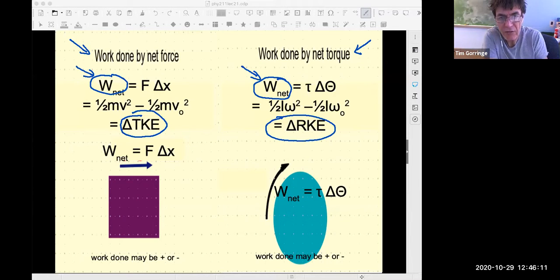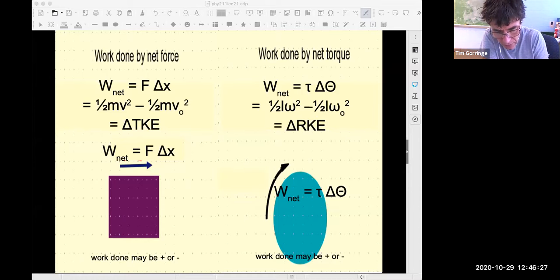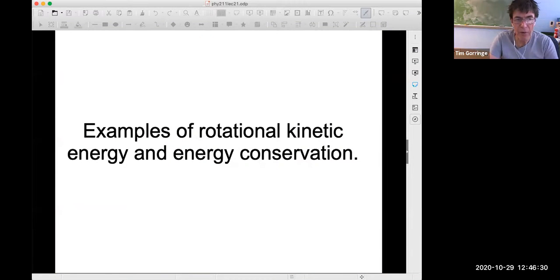So this really deepens our understanding, broadens our understanding of rotational motion. We're going to see that by looking at a couple of examples of applying energy concepts, and specifically energy conservation, to rotational motion involving rigid bodies.